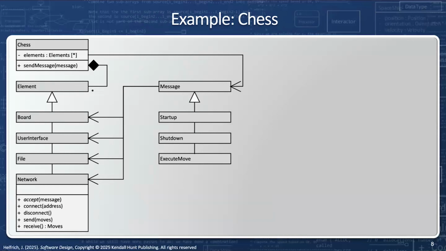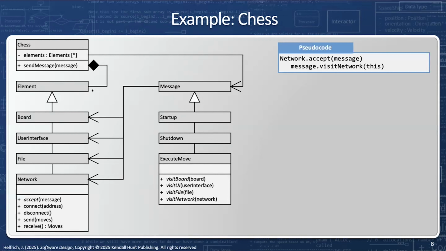So network, this specific element, is going to have some very specific functionality like connect and disconnect and send and receive, which are just unique to network, but no one else has. But of course, I have my generic accept. And execute move is going to know about visiting the board, visiting the user interface, visiting the file, and visiting the network. And so visit network is going to know about network.connect, network.disconnect, network.send, and network.receive.